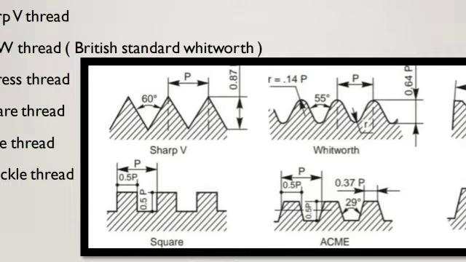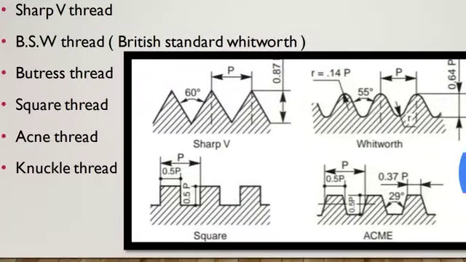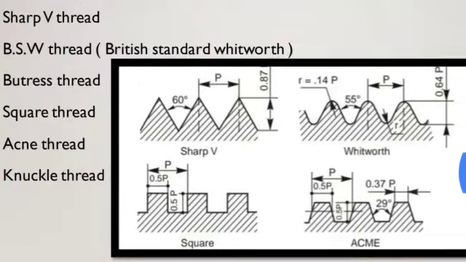Whatever you calculate and you do, that should be that height. Then only we call that thread a sharp V thread. It means the angle should be 60 degrees and the height should be 0.87 times P. In each and every thread profile, these are the changes we encounter. Okay, see, this is the sharp V thread.